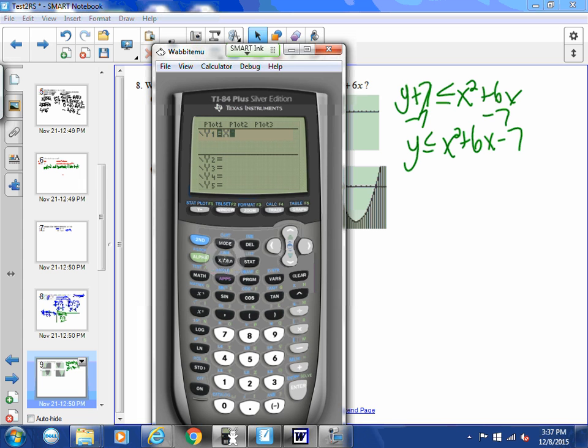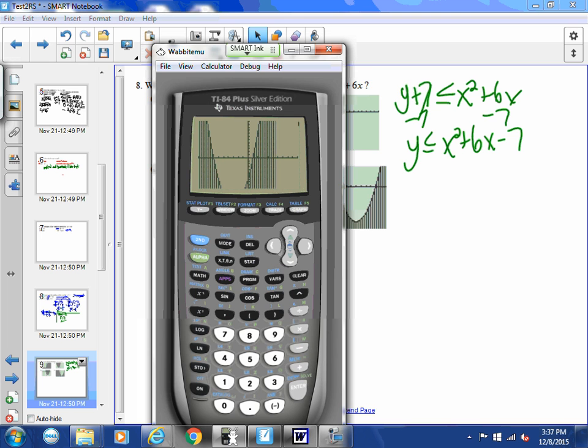X squared plus 6x minus 7. Now to get the inequality in, I go to my left-hand column here, and I'm going to keep on hitting enter until I get the less than. The less than is not the arrow pointing up, but it's the arrow pointing down. Graph.